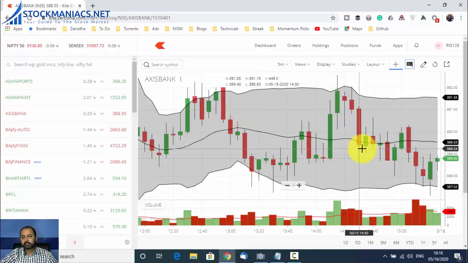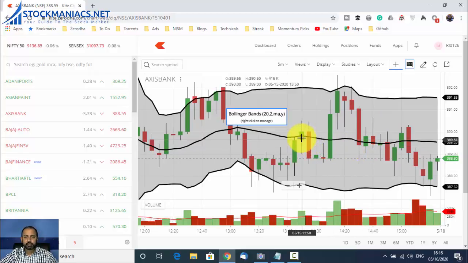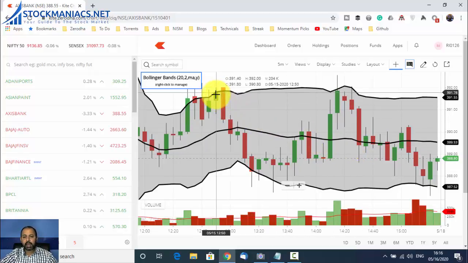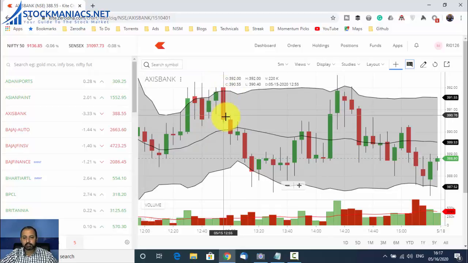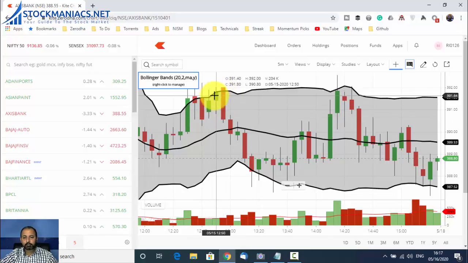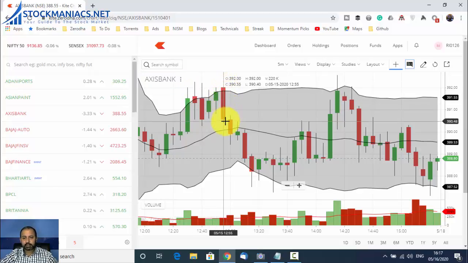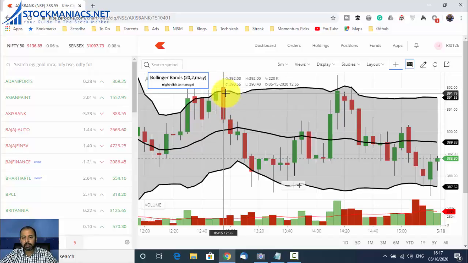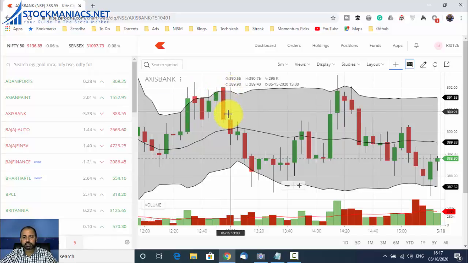First, let us discuss the bearish engulfing. The bearish engulfing will always cover the body of the previous candle. If this is the previous candle and this is the current candle, you can see that the current candle has engulfed the body of the previous candle. It has been covered fully. So this is the bearish engulfing pattern.